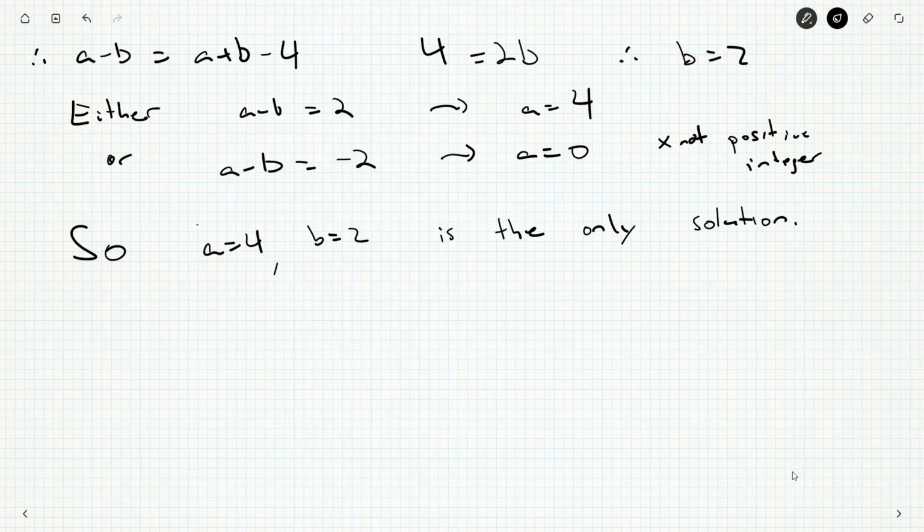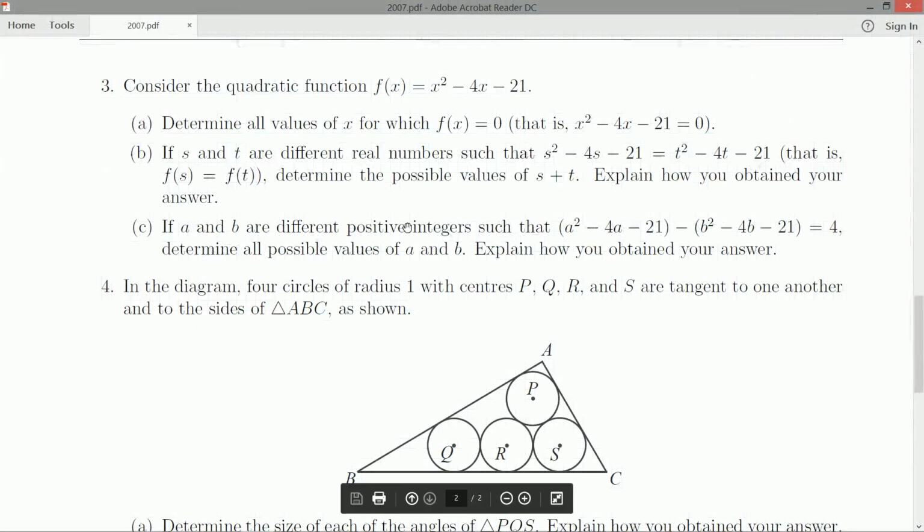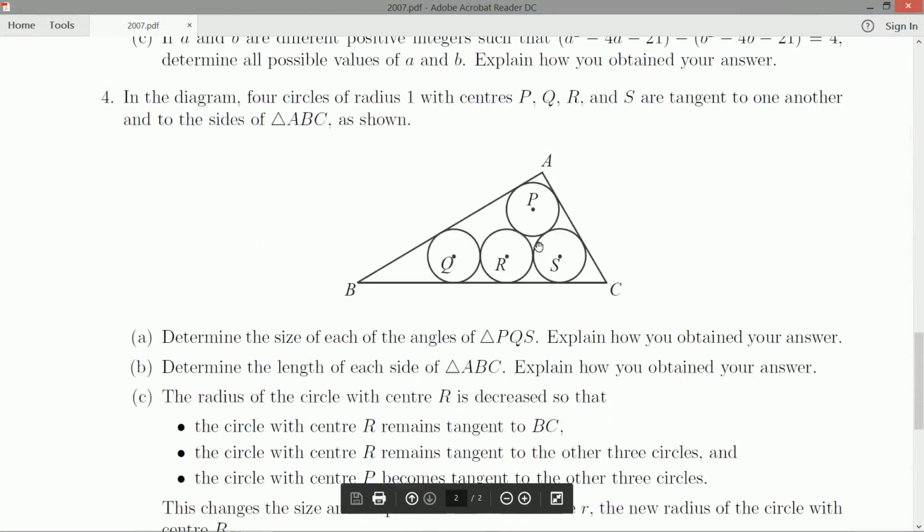That does it for question number 3. Just wanted to check my answer mentally, and it all worked out. So that's 3C, and that finishes up the whole question.